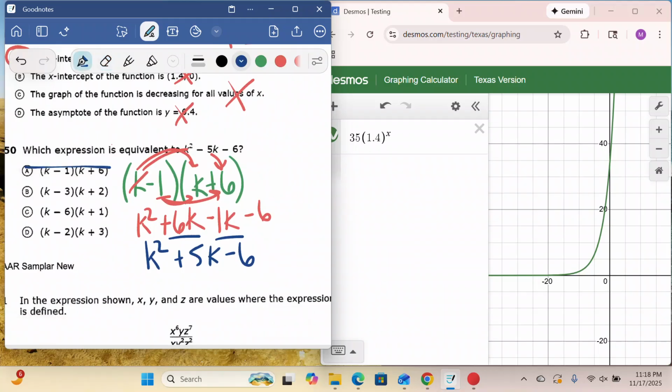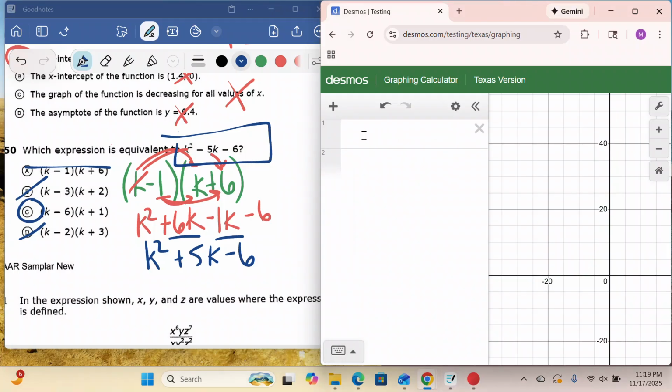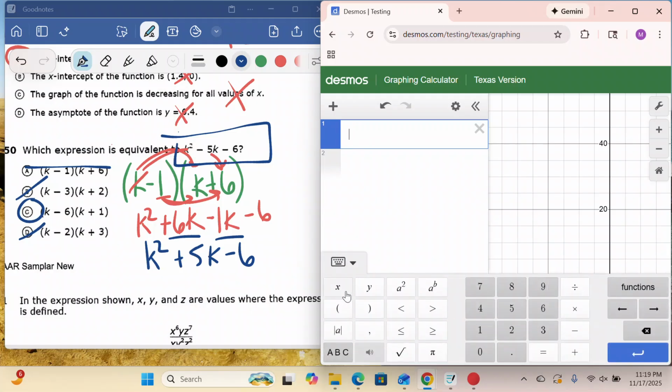And the correct answer, I'm going to go ahead and give it to you, and you can try each one out and see if you get the right answer. The correct answer is actually letter C. And again, you can also input this into Desmos. Instead of putting the k, I can rewrite it as x squared minus 5x minus 6, and input this one in x's and find out which one matches. So if I input x squared minus 5x minus 6.